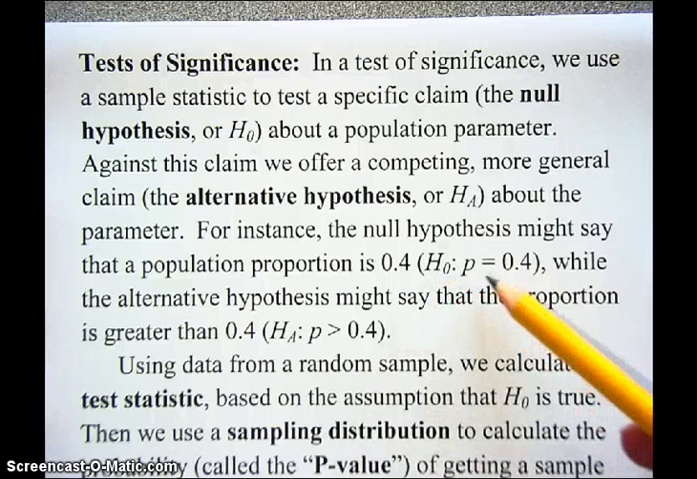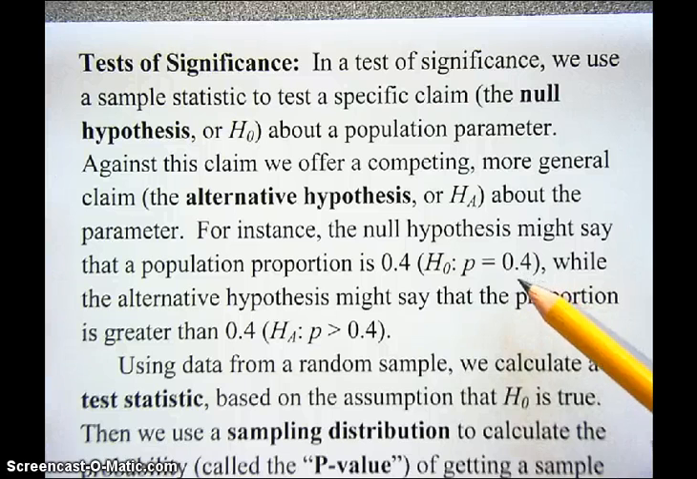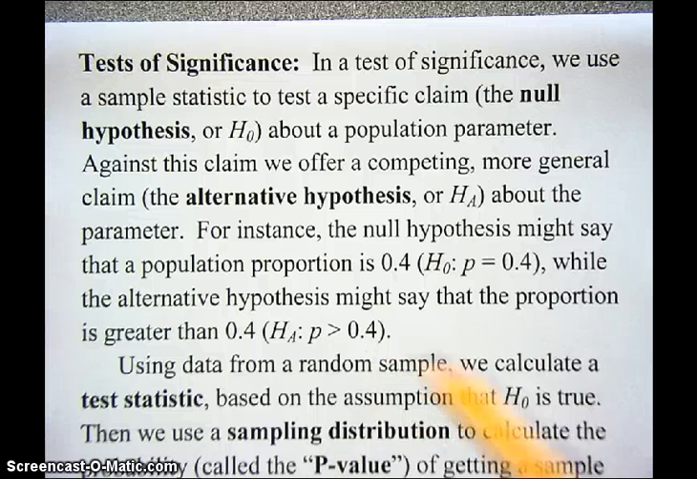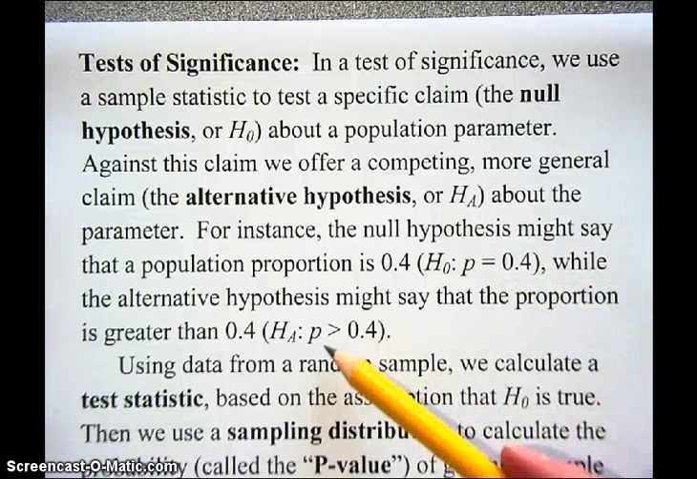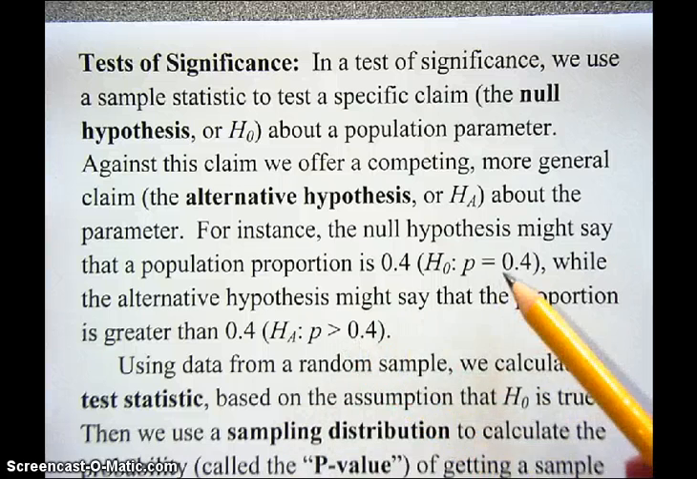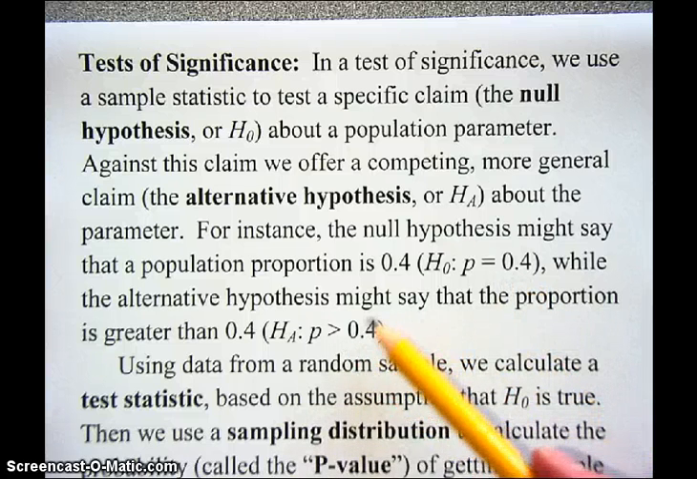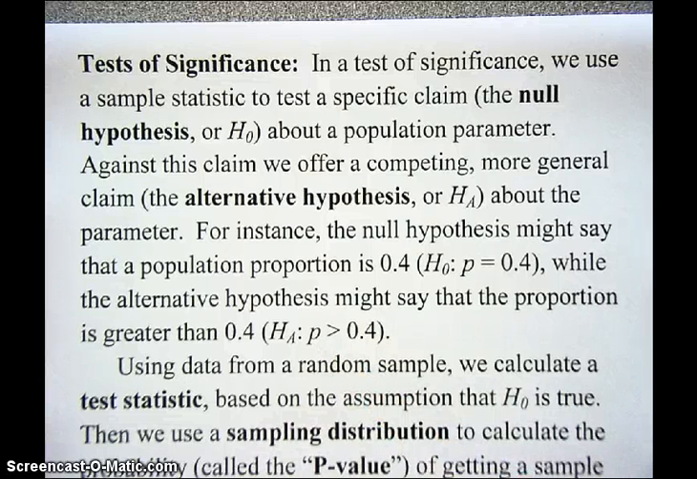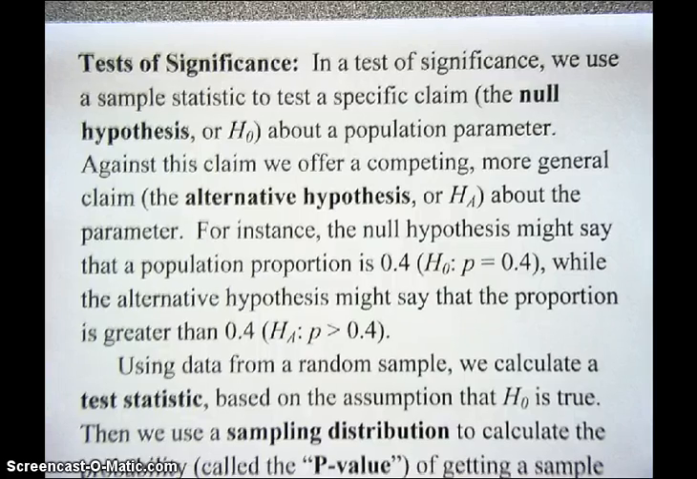This is saying that the null hypothesis is that a population proportion P is equal to 0.4. The alternative might say something like this: P is greater than 0.4. So you see the null hypothesis is specific, has an equal sign in it. The alternative hypothesis is a little bit vague. It says that we think that P is actually greater than 0.4, but we don't know how much greater. We don't know exactly what P is. So the null hypothesis is specific, the alternative is somewhat more general.